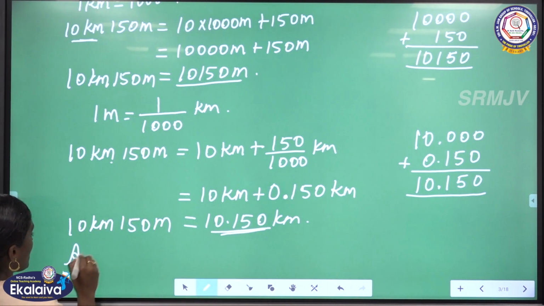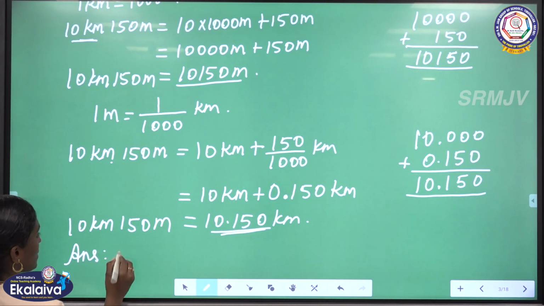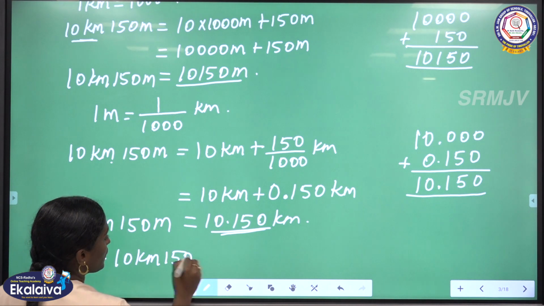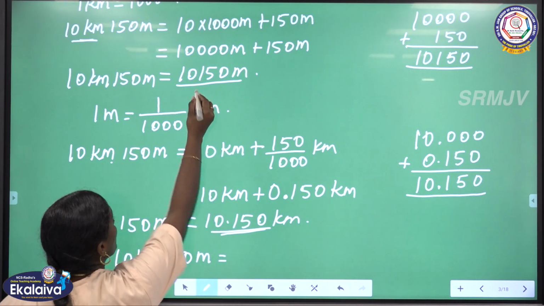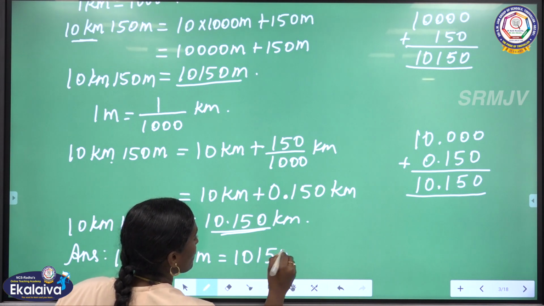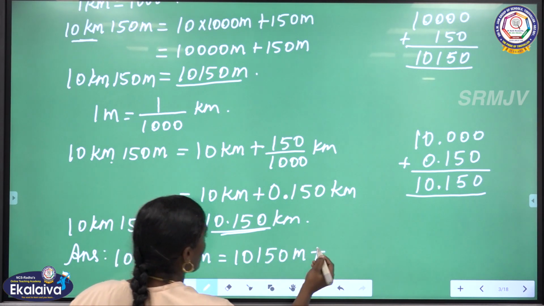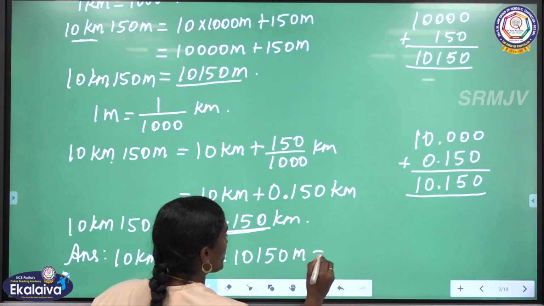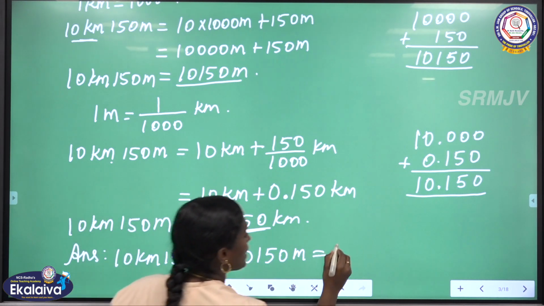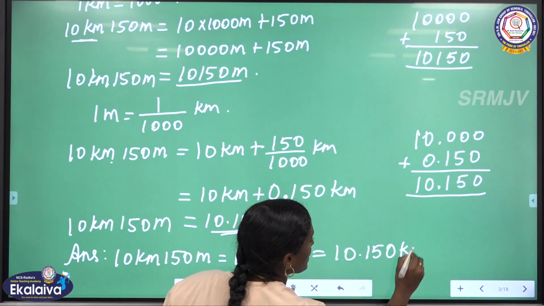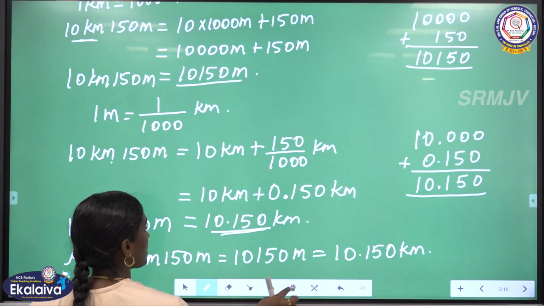For the given question, we are going to write the answer statement, that is, 10 kilometer and 150 meter is equal to 10,150 meter, which is equal to, in kilometer, 10.150 kilometer. Is it clear, children?